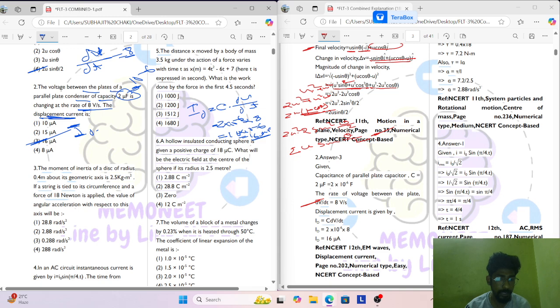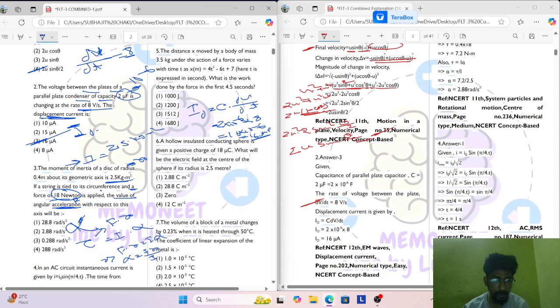The moment of inertia I is given, the radius r is given, and the moment of inertia is 2.5 kg meter square. If a string is tied to its circumference and a force of 18 newton, meaning F is also given, find the value of angular acceleration. What is angular acceleration? Alpha, right? There is a formula tau equals I into alpha. I think you guys already know it. Tau equals I alpha, and there is another formula of tau, that is F into R. So from this you get F R equals I alpha. That means alpha will be equal to F R by I.